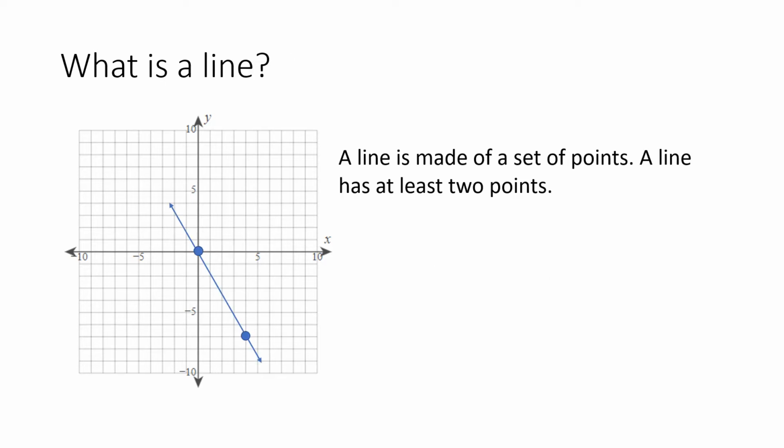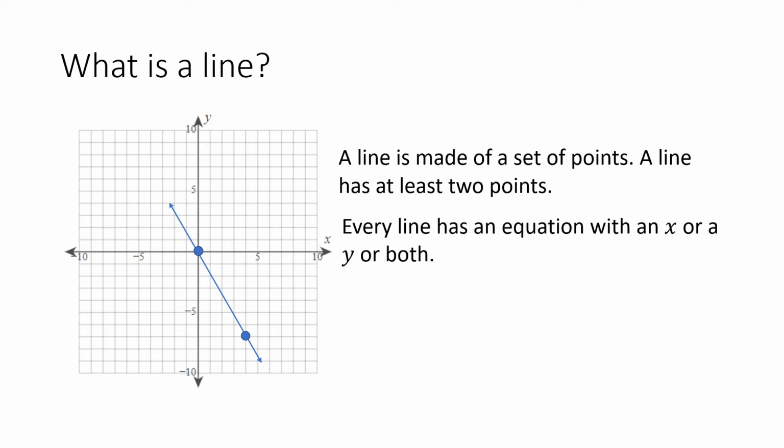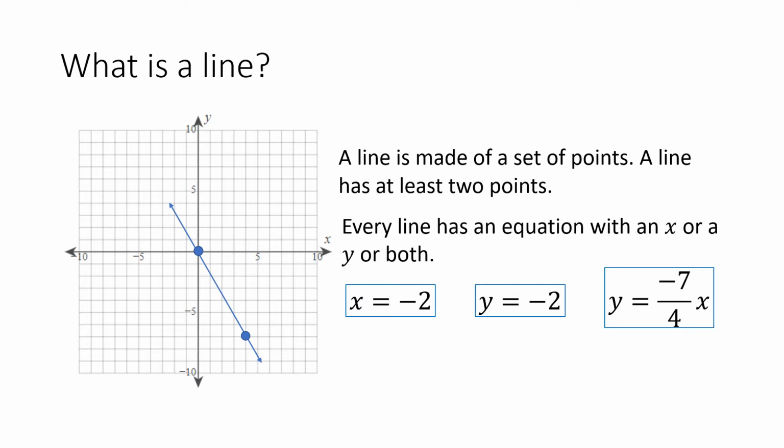So what is a line? A line is made up of a set of points. A line has at least 2 points. Every line has an equation with an x or a y or both. And so x equal to -2 would be an equation for a line, y equal to -2 would be an equation for a line, and y equal to -7/4x is also an example of an equation of a line.